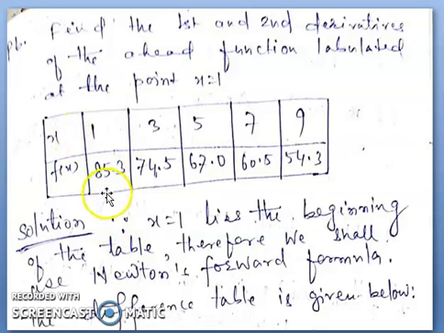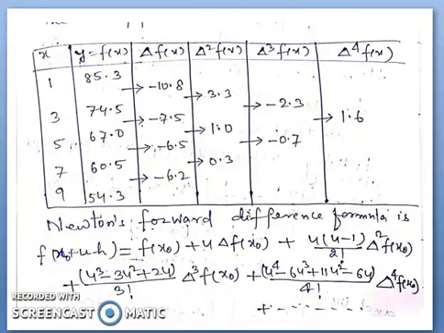See here, x equal to 1 lies in the beginning of the table. Therefore, we shall use Newton's forward method, because the value of x starts from x equal to 1 and we have to calculate the first and second derivatives at the point x equal to 1. That's why we use Newton's forward formula.